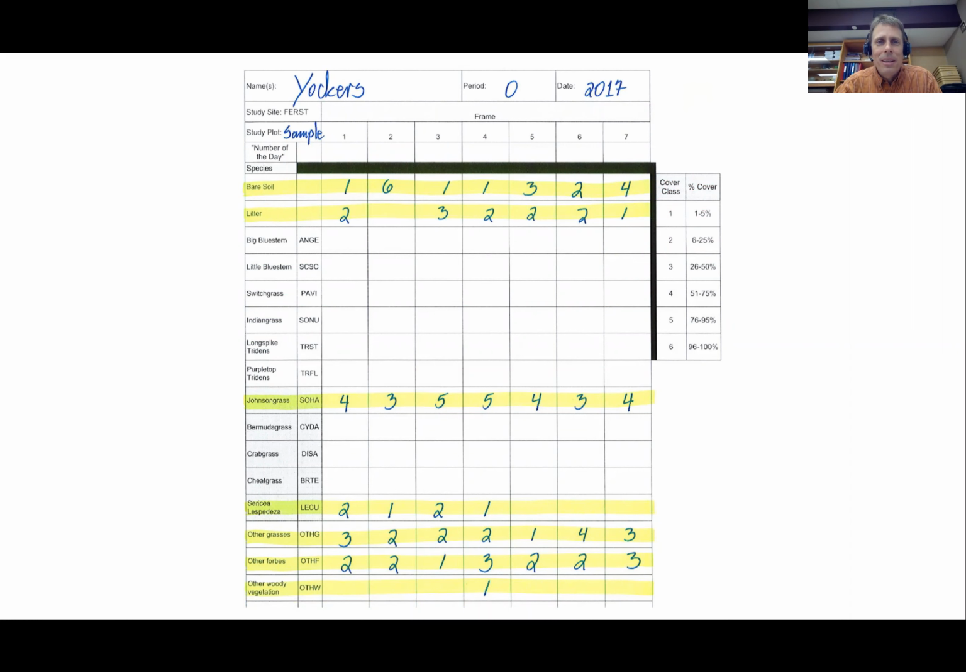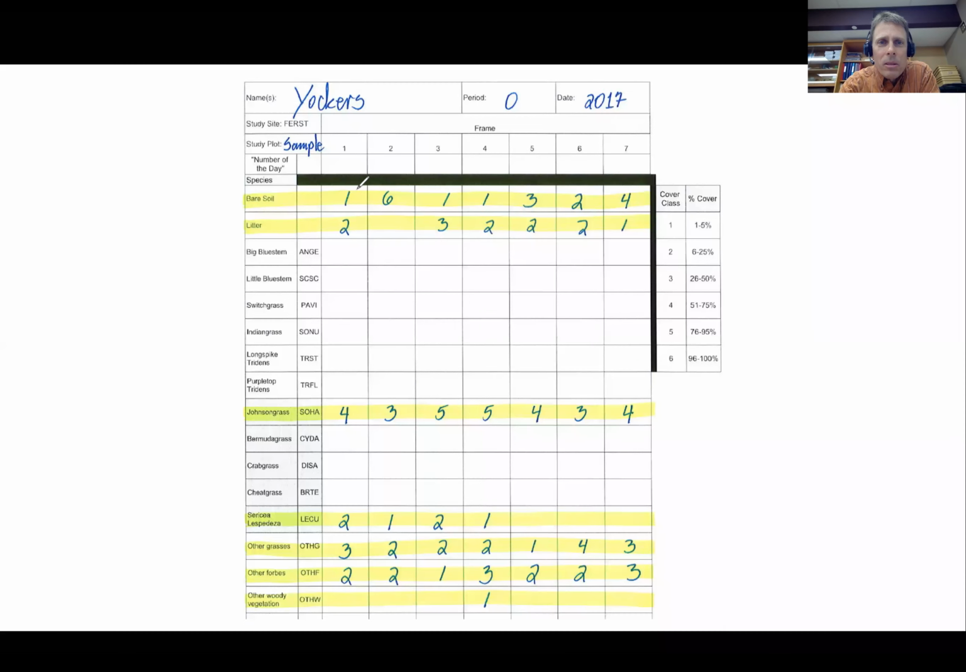This wasn't really collected in the field, so these numbers probably don't reflect what some of you saw out in your own plots, but it does show us the seven different groups that we used out at first. So we used bare soil, litter, Johnson grass, Sericea lespedeza, other grasses, other forbs, and other woody vegetation.